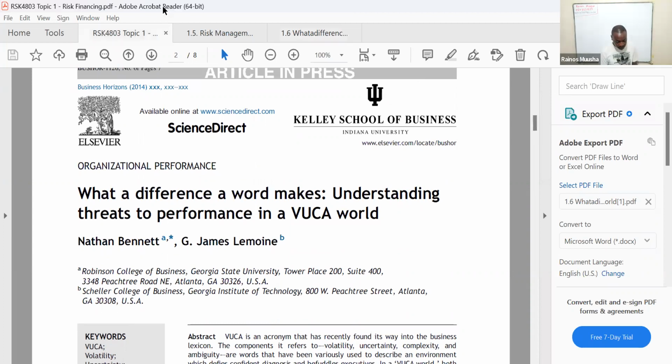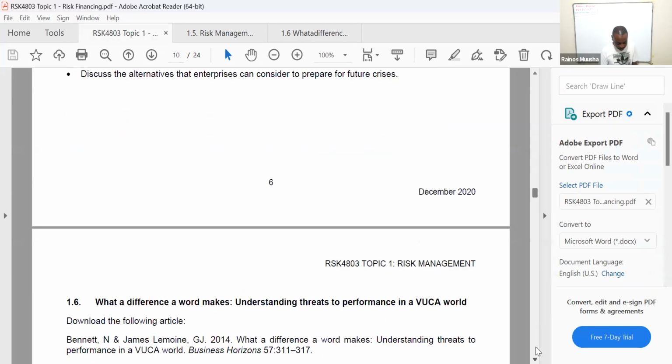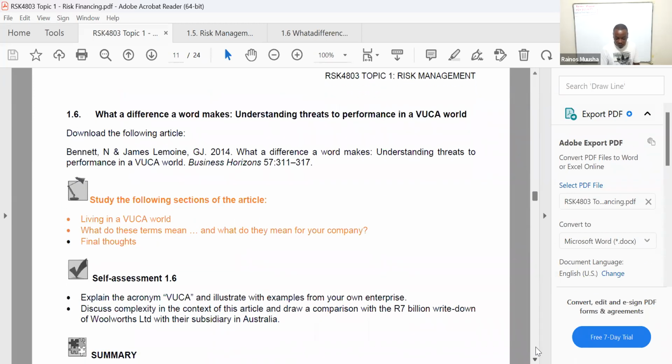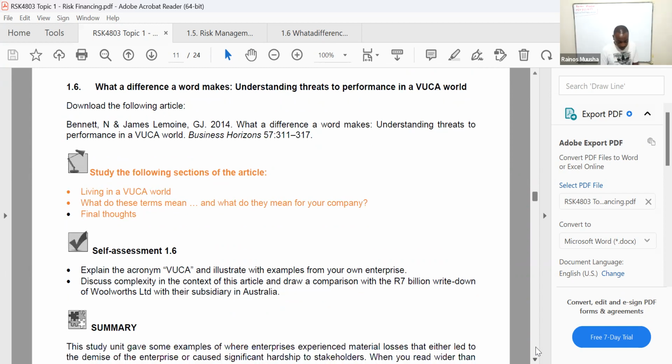If you check in the study guide, for unit 1.6 we look at "What a difference a word makes: understanding the threats to performance in a VUCA world." That's the article we are expected to go through. Then under self-assessment, they say: explain the acronym VUCA and illustrate with examples from your own experience, and discuss the complexity in the context of this article and draw a comparison with the 7 billion write-down in Woolworths with their subsidiary in Australia. Although the second part, I wouldn't really expect it to come up in the exam.